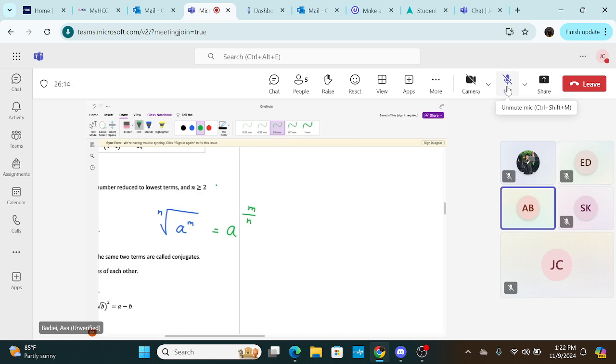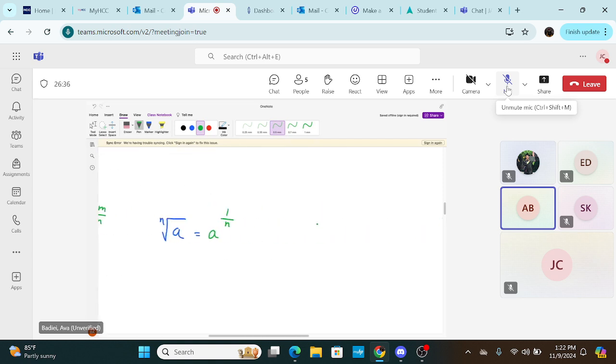Now, if you're having the nth root of a, again, you're going to write down the a here, draw the fraction line. The power of a is a 1 in this example. The index is an n.